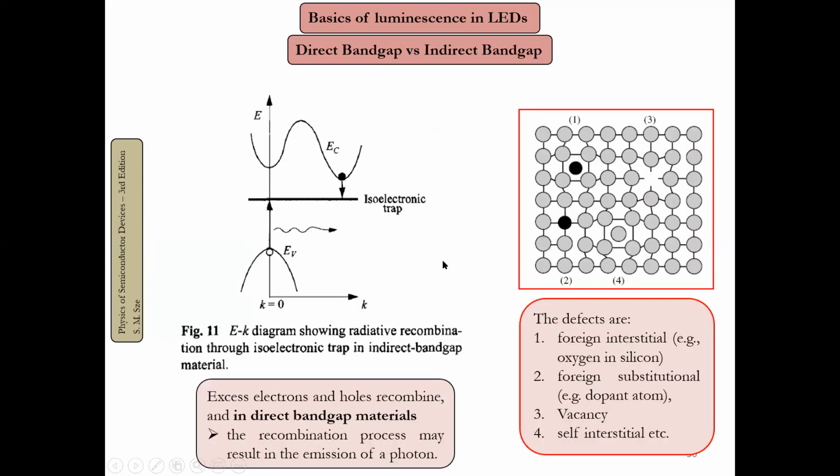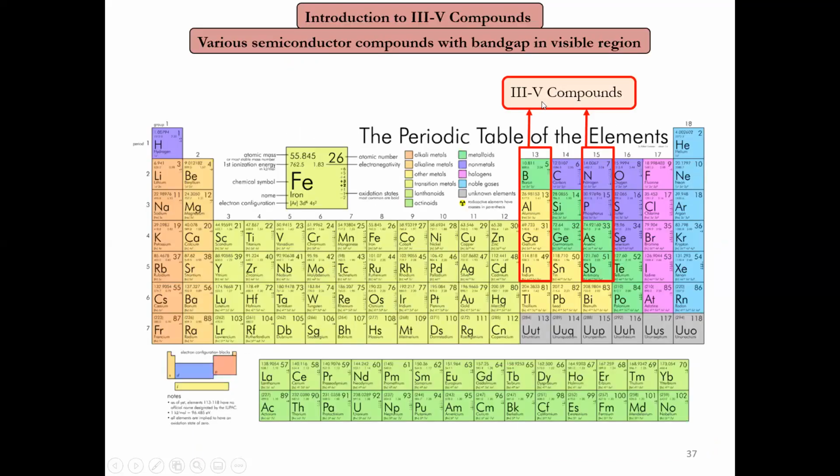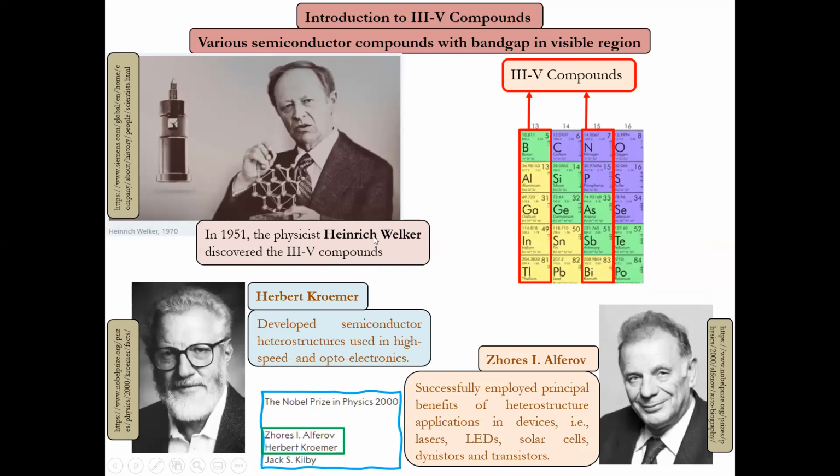Maybe I will skip this slide. So this is what III-V nitrides are. When you talk about gallium nitride, gallium is in the third group and nitrogen is in the fifth group. The combination of these two elements has resulted in gallium nitride. These III-V compounds were discovered by Henrik Welker, and there was further development on his work.